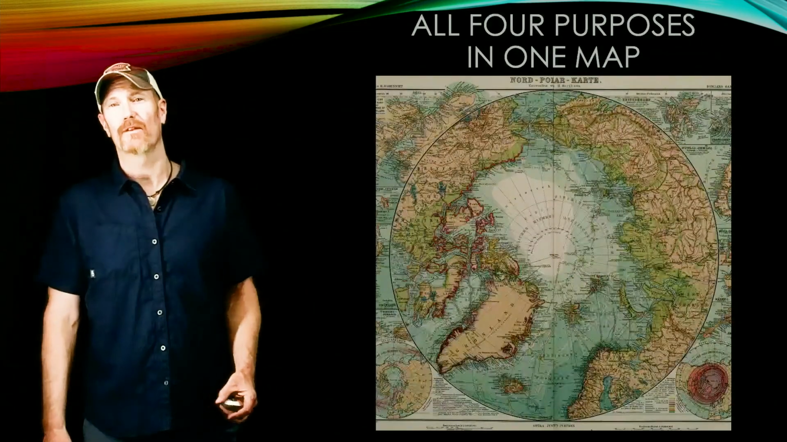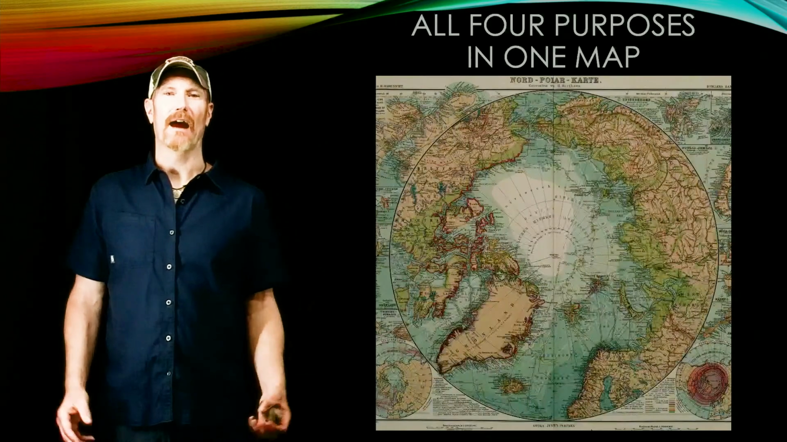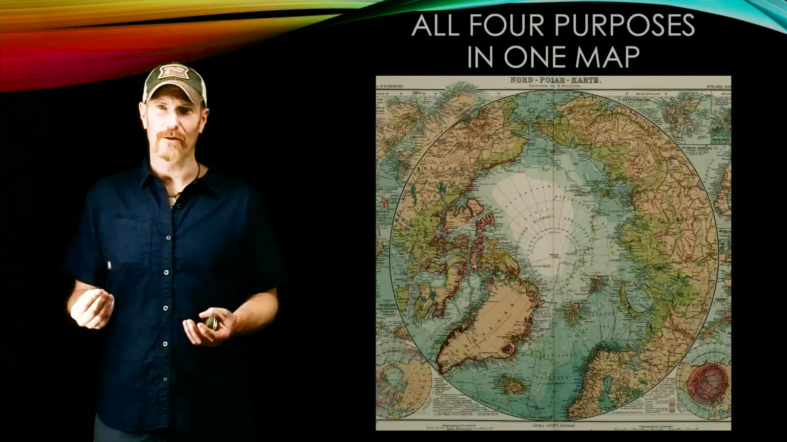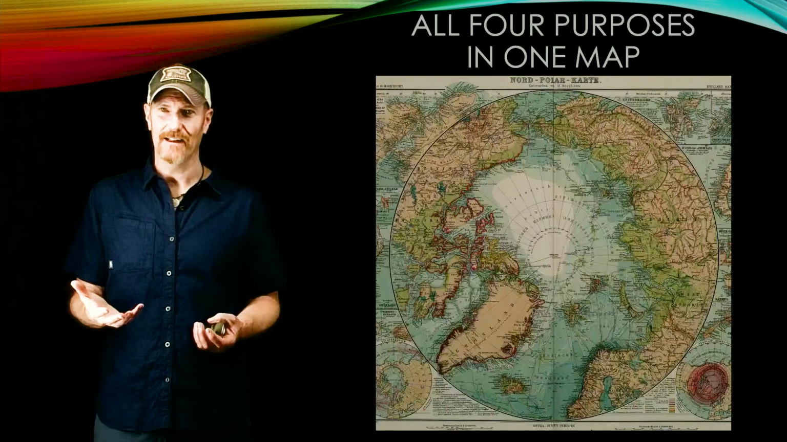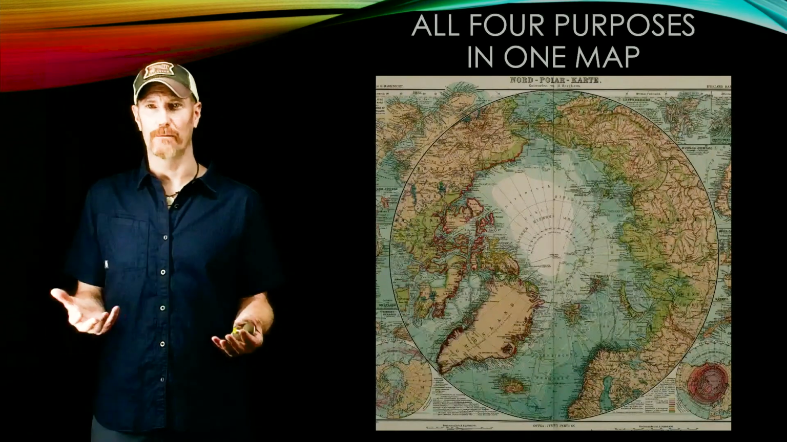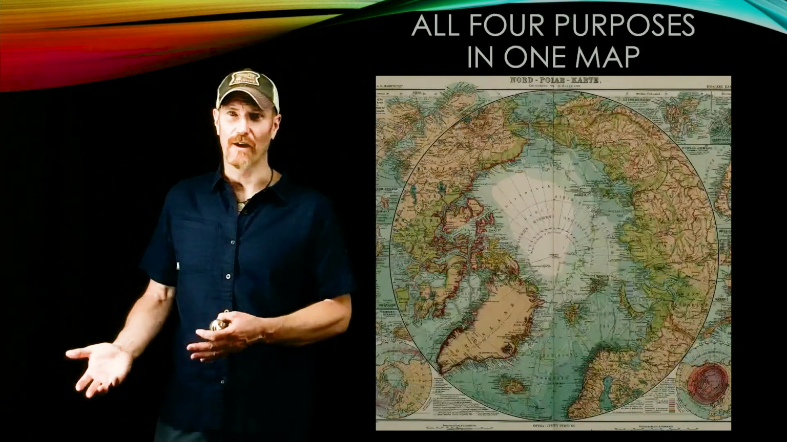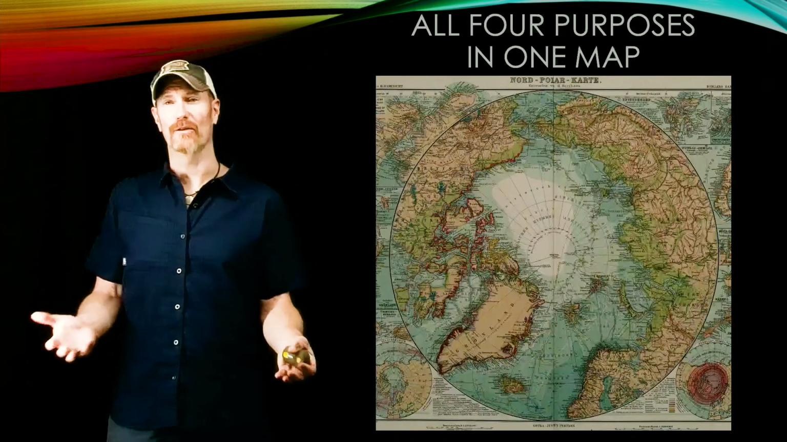Or all four purposes in one map. What happens when you add all the right things in there? Right color schemes, right type, right data? You end up with a work of art, a thing of beauty, communication that is functional. And that is the ultimate goal in cartography.